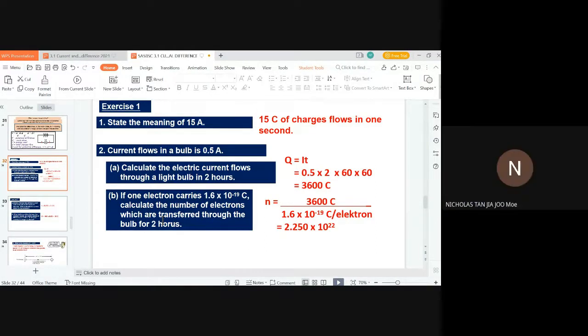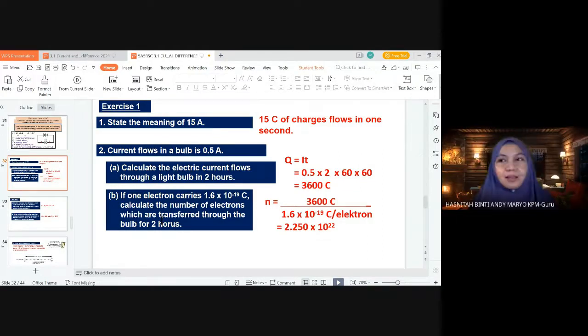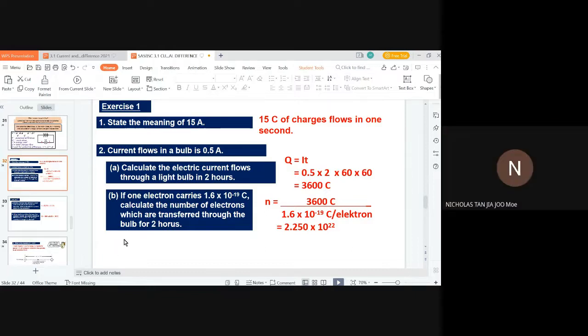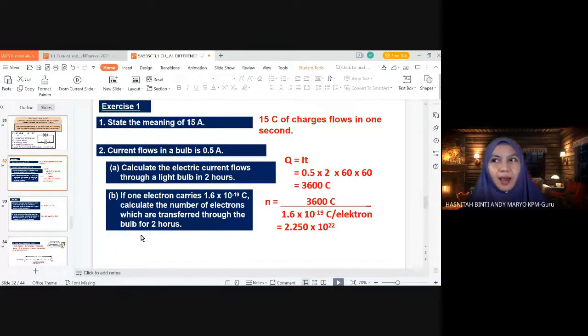Teacher, can you repeat just now what you said? The question is Q equals NE. Q is a charge. N is a number. Like this, because I cannot see the question. Can we leave the question to be discussed in school later? Okay. Sorry for the difficulties.